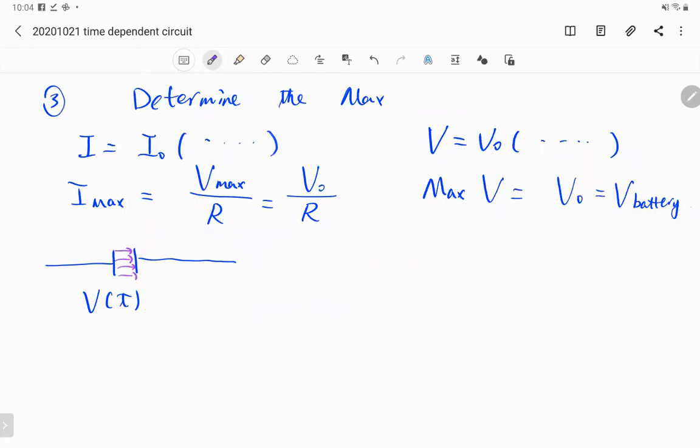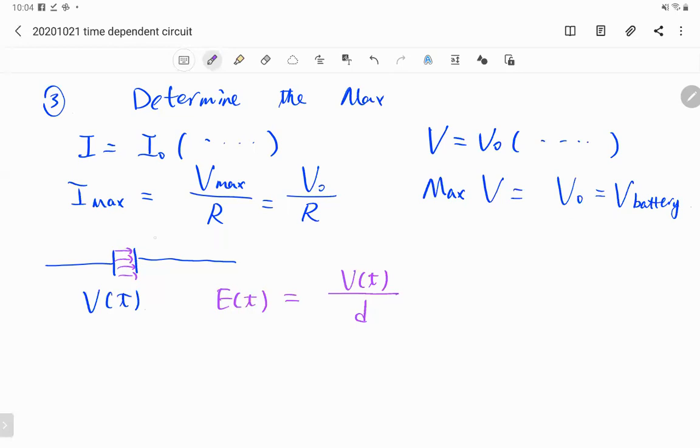So we have many ways, but I tell you the easiest way is the electric field is also a function of time, and we can use the voltage over the distance. And here, I assume the electric field inside the capacitor is uniform. Then you get the electric field as a function of time.